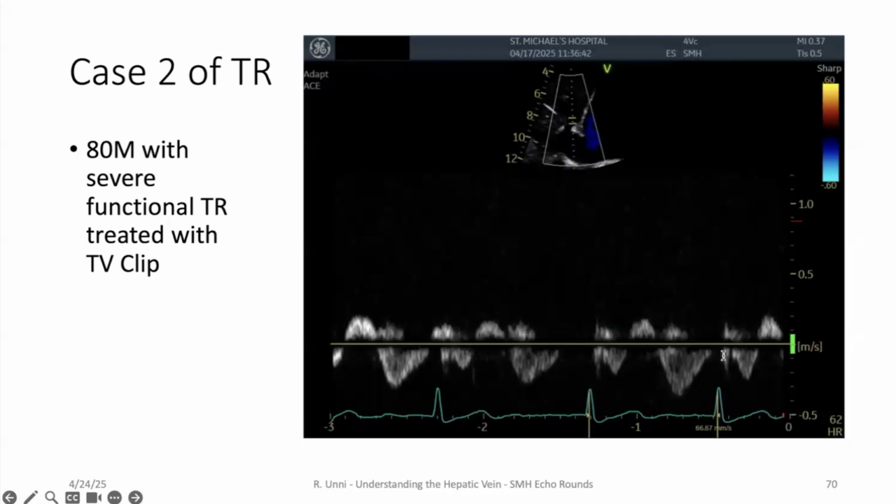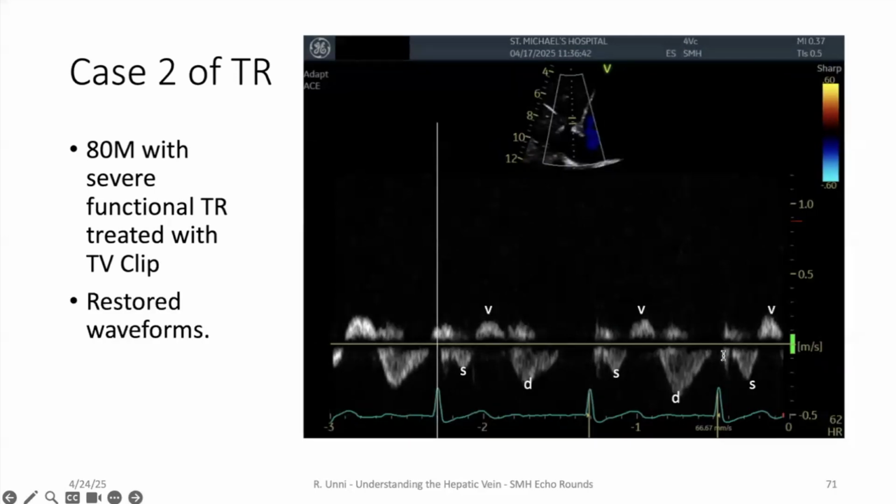So let's look at this and interpret this together. There are a lot of waves here. Again, if you remember, our approach to this is to draw a vertical line at something in the QRS that makes sense. So you can see here I've drawn it right at the QRS. The first negative deflection, your anterograde deflection, is your S wave. You have a little bit of a V reversal, and then you have your D. S, V, D. And so you can actually see the waveform has changed. It is not a complete reversal in systole. We've actually restored some of the waveforms.